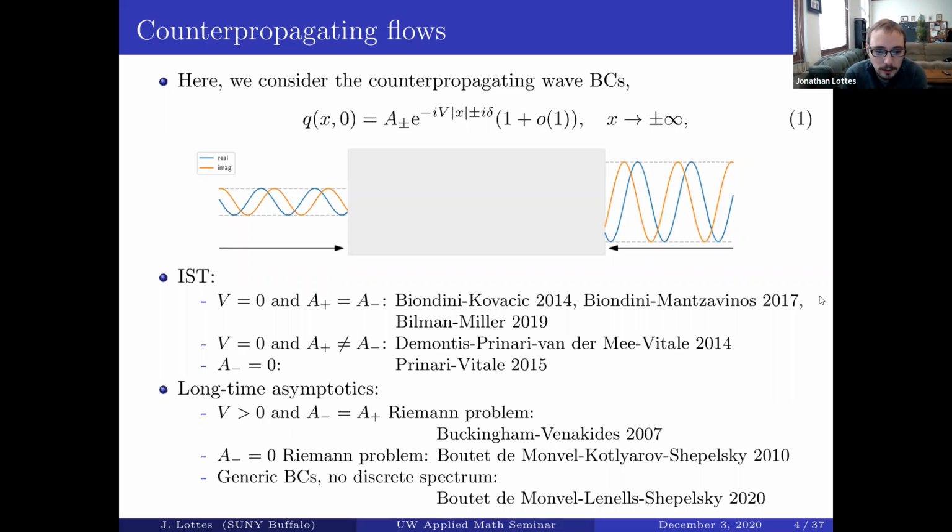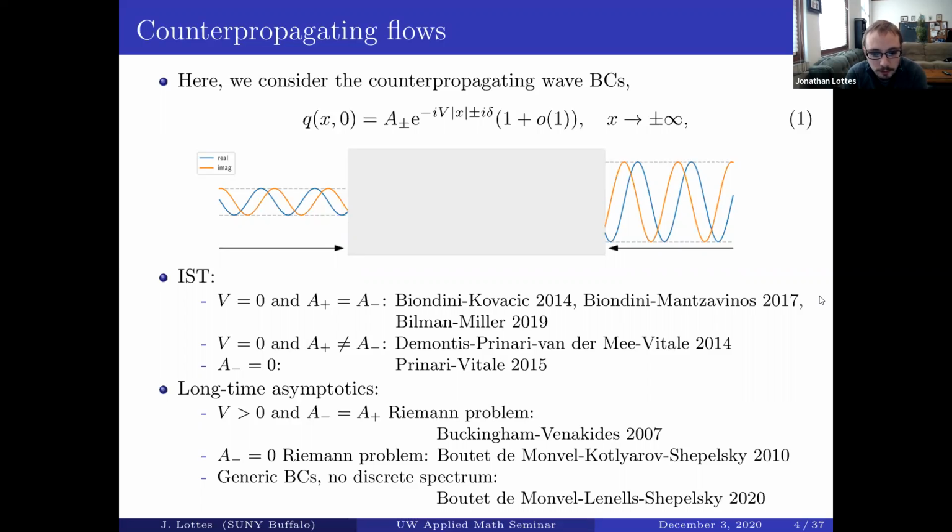Also in 2014, this was extended to asymmetric constant background, still zero velocity. And then also with a reduction down to a one-sided zero velocity, although in that case, it's not a loss of generality. So those are all IST papers. There have also been numerous long-time asymptotic studies for potentials in this class.